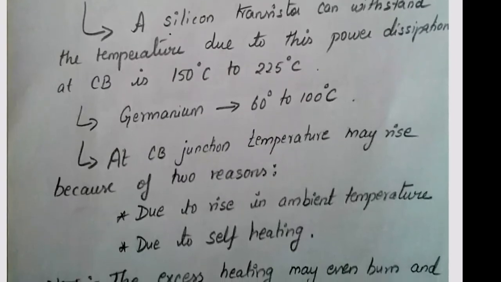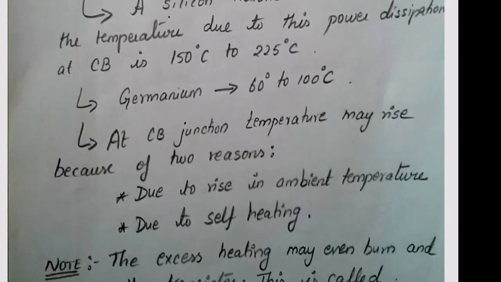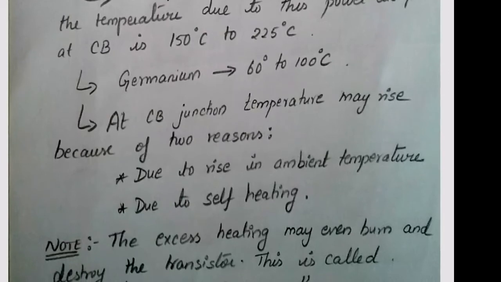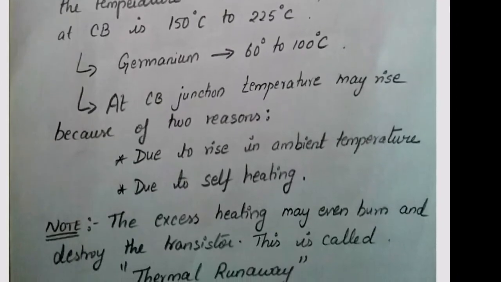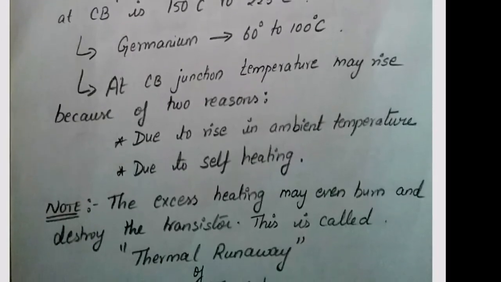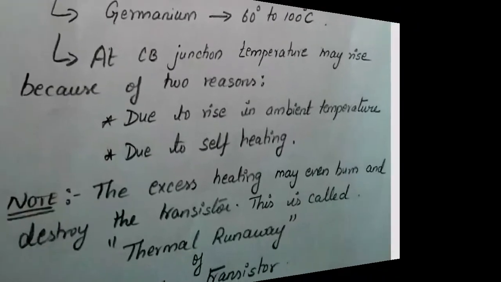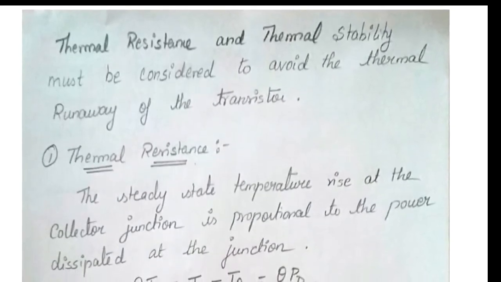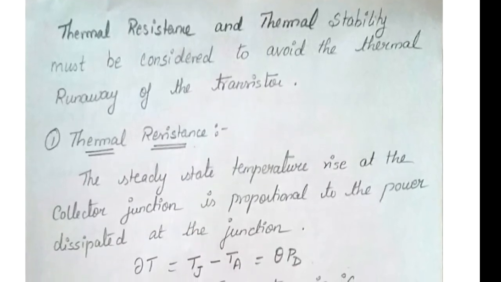At the collector base junction, that is CB junction, temperature rises due to two reasons: a rise in ambient temperature, and self-heating because of the power dissipation. We must note that the excess heating may even burn or destroy the transistor. This concept is called thermal runaway of a transistor. Thermal resistance and thermal stability must be considered to avoid the thermal runaway of the transistor. So, let us see about the thermal resistance first.